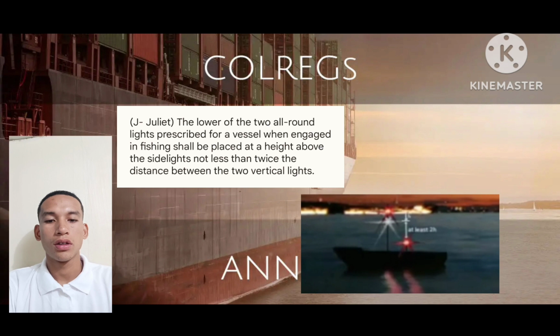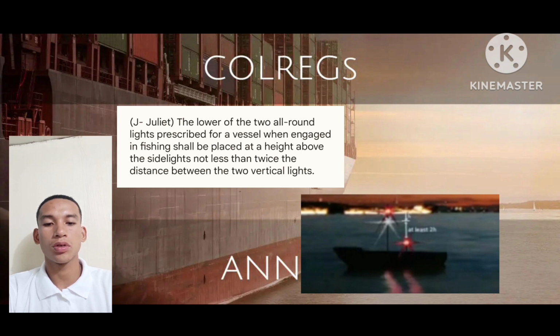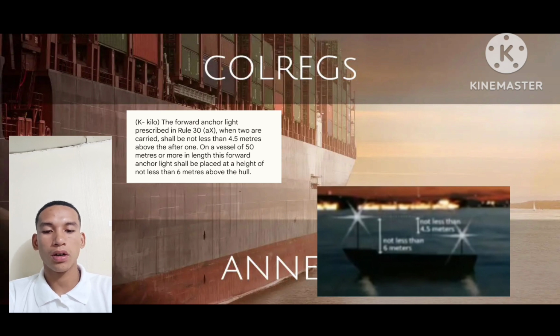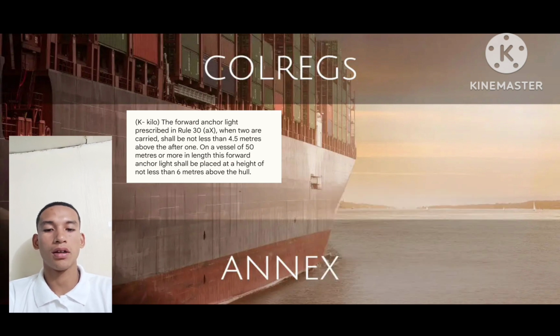J is for Juliet. The lower of the two all-around lights prescribed for a vessel when engaged in fishing shall be placed at a height above the side lights not less than twice the distance between the two vertical lights. K is for Kilo. The forward anchor light prescribed in Rule 30, when two are carried, shall be not less than 4.5 meters above the after one. On a vessel 50 meters or more in length, the forward anchor light shall be placed at a height of not less than 6 meters above the hull.